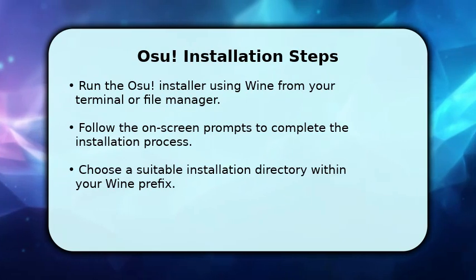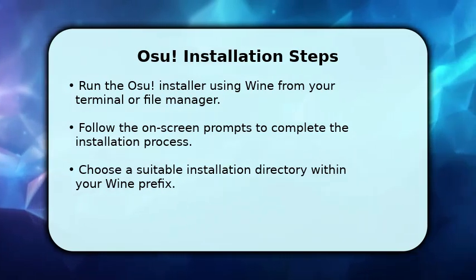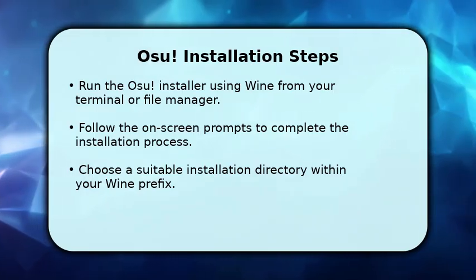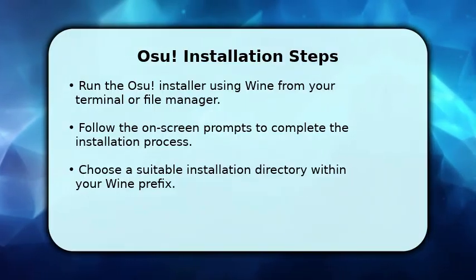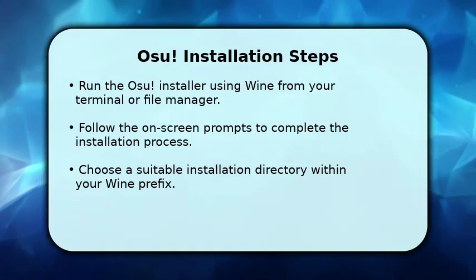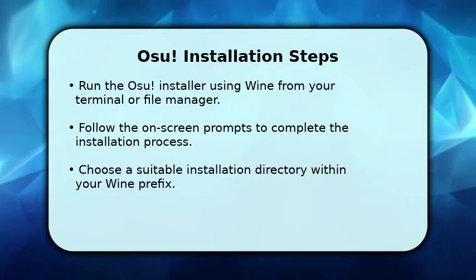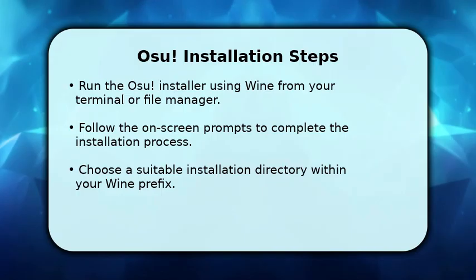Once Wine is installed, navigate to your downloaded OSU installer. You can then run it using Wine, either by right-clicking the file and selecting Open with Wine Windows Program Loader or via your terminal. Simply follow the clear on-screen prompts to guide you through the installation. It is often best to choose a dedicated installation directory within your Wine prefix for better organization and management.